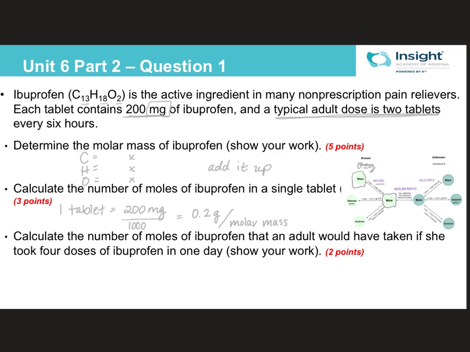Finally, the last part, calculate the number of moles of ibuprofen that an adult would take if she took 4 doses of ibuprofen in one day. My hint here, it's 4 doses, not 4 pills. How many pills total are in 4 doses? Once you figure that out, all you gotta do is multiply that by the moles in 1 pill.